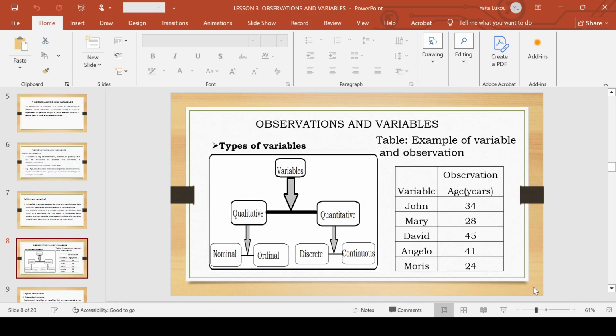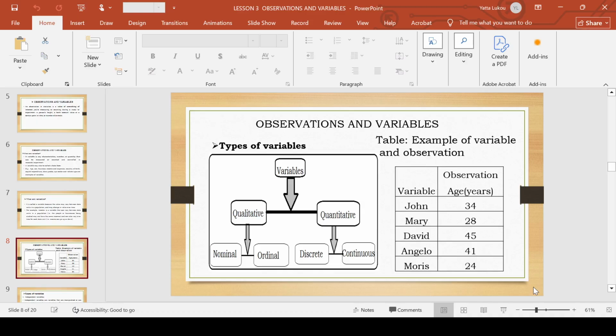Therefore, by looking at the table in the slide, you have variables. The variables are the names of persons, whereas their age corresponds to the observation. John is 34 years old, so 34 years is an observation. Mary is 28 years, 28 is an observation, whereas Mary is a variable. David is 45 years old. David is a variable, whereas 45 is an observation. Angelo is a variable, whereas his age, which is 41 years old, is an observation. Morris is a variable, whereas his age, which is 24 years old, is an observation.